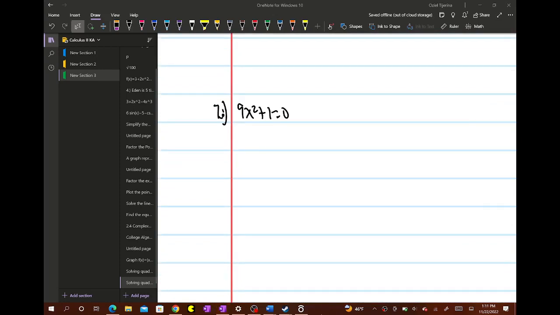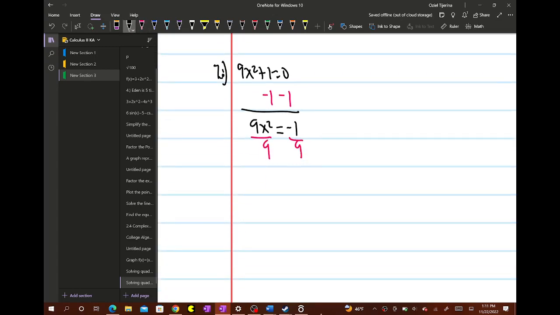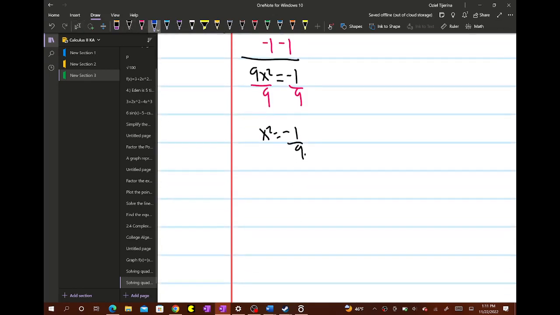So number 7 says 9x squared plus 1 equals 0. So we're going to subtract 1 on both sides. We get 9x squared, I'm sorry, 9x squared equals -1. And then divide both sides by 9, and we get x squared equals -1 over 9. And then take the square root, and we get x equals the square root of -1 over the square root of 9.